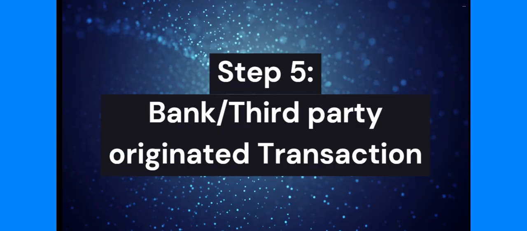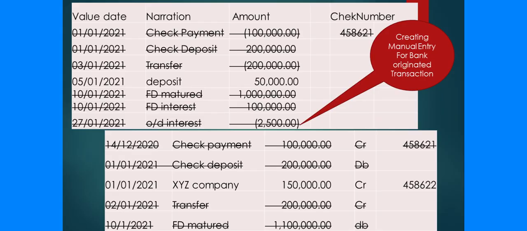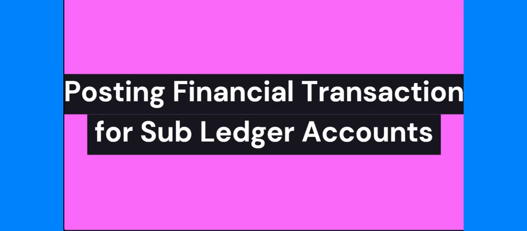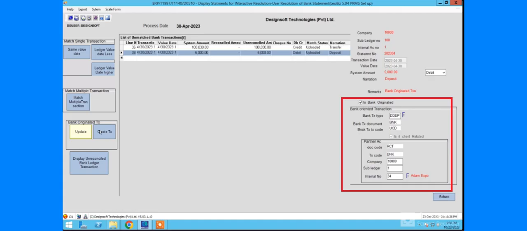Step 5: creating bank and third-party originated transactions. There are bank charges and interest which the bank has charged of which we were not aware, and we need to create them in the bank ledger. We use predefined bank transactions to capture this. There are customer deposits and direct debits which are in the bank statement. We should identify the partner account and generate entries for them from an already defined transaction profile for this purpose.